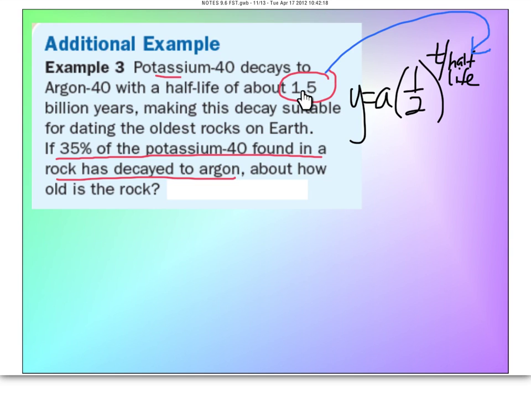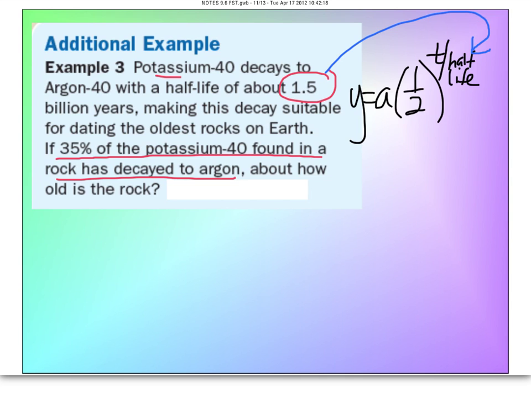This 1.5 billion year half-life is for potassium to become argon. Now we found the rock such that 35% of the potassium of it actually decayed. So the question is, how much should we start with and how much are we left with? So 35% decayed, which means we are left with 65%. So be careful, we're left with 65, but we started with 100%. It's going to decay in half. I don't know the time period, but its half-life is 1.5 billion years.